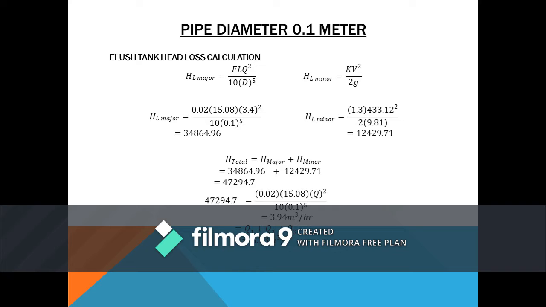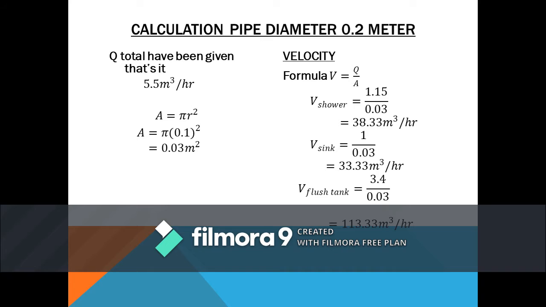Using the same formula for the flush tank, HL major is 3484 64.96 and HL minor is 12429.71. So the H total is 47294.7. Using the HL major formula, we got 3.94 meter cube per hour for Q. So the total of all Q is Q1 plus Q2 plus Q3, which gives 6.73 meter cube per hour. So that's the total Q. Then the calculation for pipe diameter 0.2 meter, and the calculation for pipe diameter 0.1 meter.